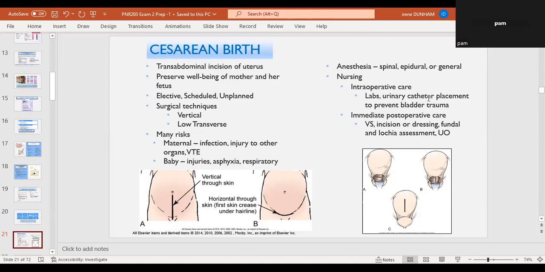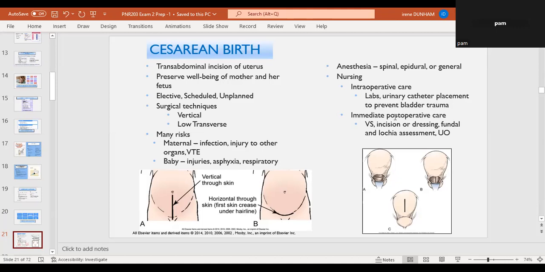Then you have your urinary catheter placement, as I told you, to take down the bladder, and we want to prevent bladder trauma. I've seen that happen, where we had to inject methylene blue to see if it comes out in the Foley catheter, so you can tell. You don't want to get there, because if you have a problem, you have to get a urologist. So I'm going to put that catheter in and make sure the bladder gets deflated. And then you have immediate post-operative.